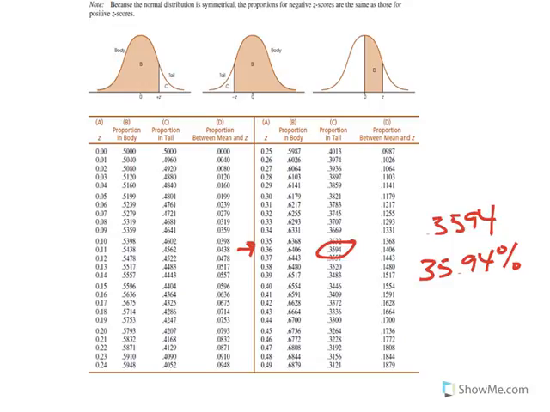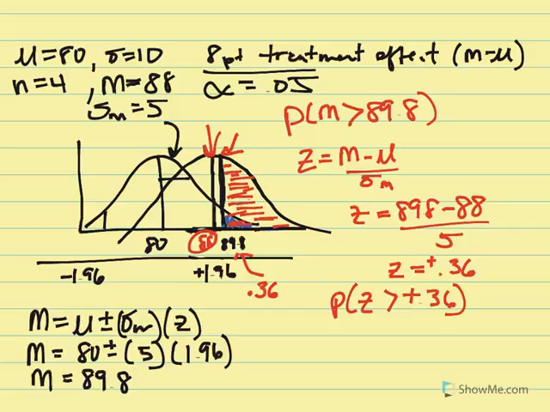So let's go back to our example to put this into perspective and determine what the power is equal to. So we've just answered this probability statement. It's equal to 0.3594 or 35.94. So we've just calculated the power. The probability of accurately rejecting the null if our sample size is equal to 4 is 35.94%.